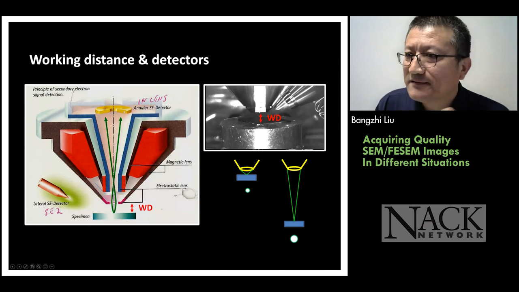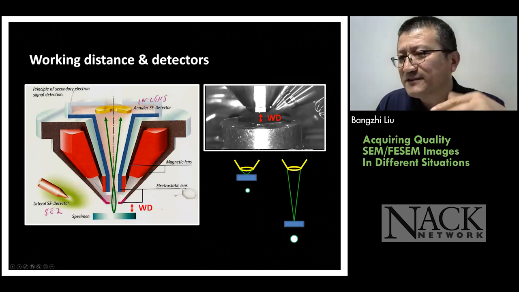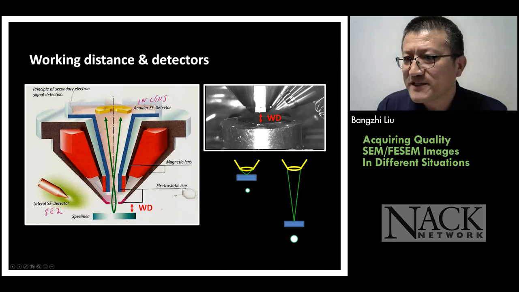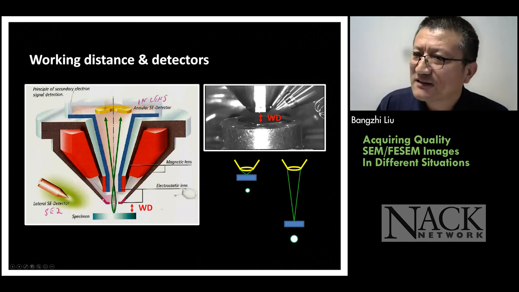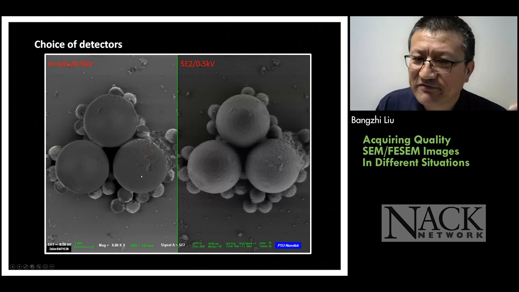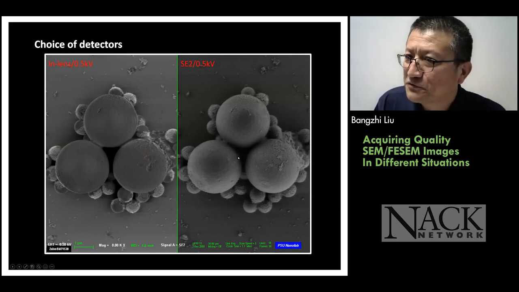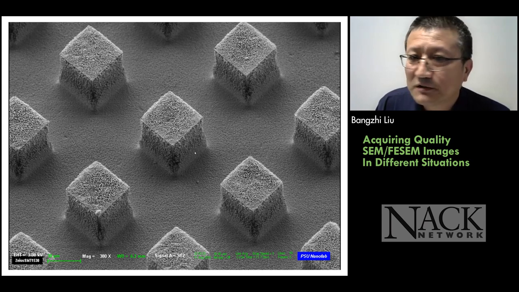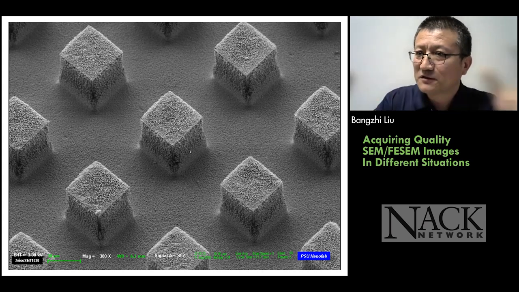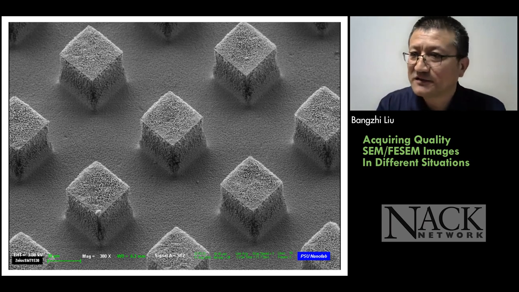Do you know why? The in-lens detector is above your sample, so it's like a projection. The SE2 is on the side, so it can give you a shading effect, which makes the topography look three-dimensional. Here's another example, a fabricated device, like an etched silicon structure. Again, you can see the real sense of the device.